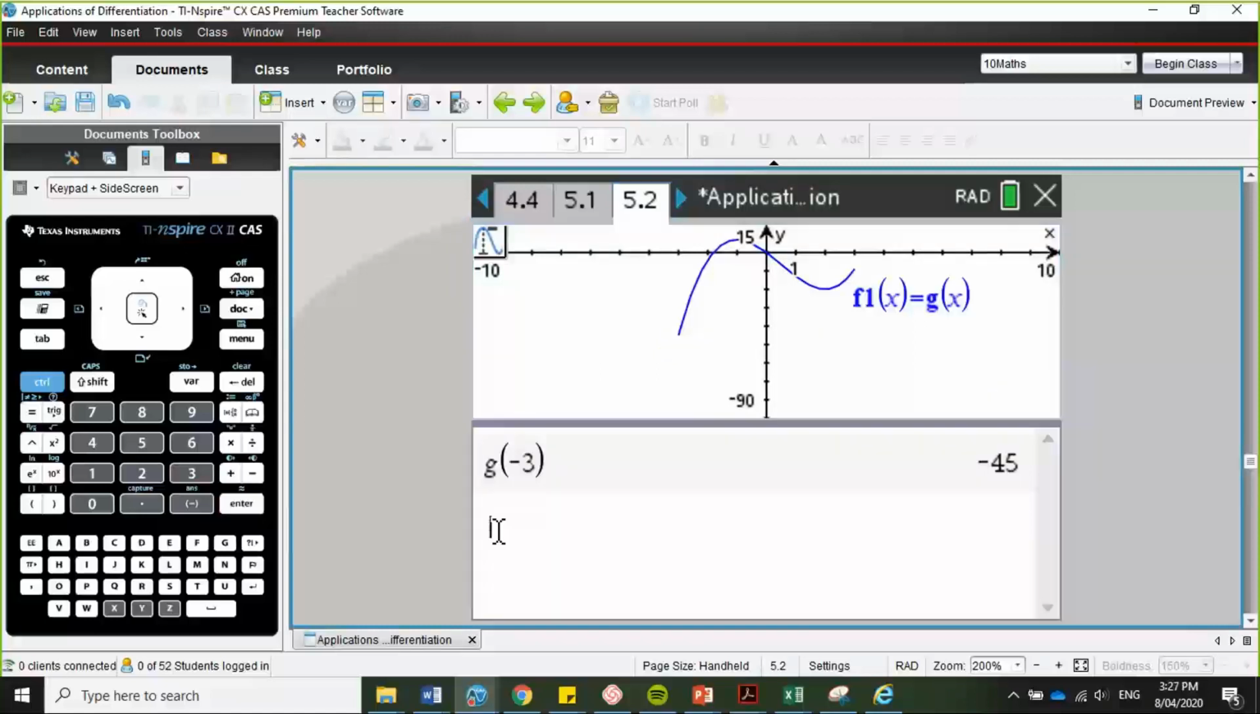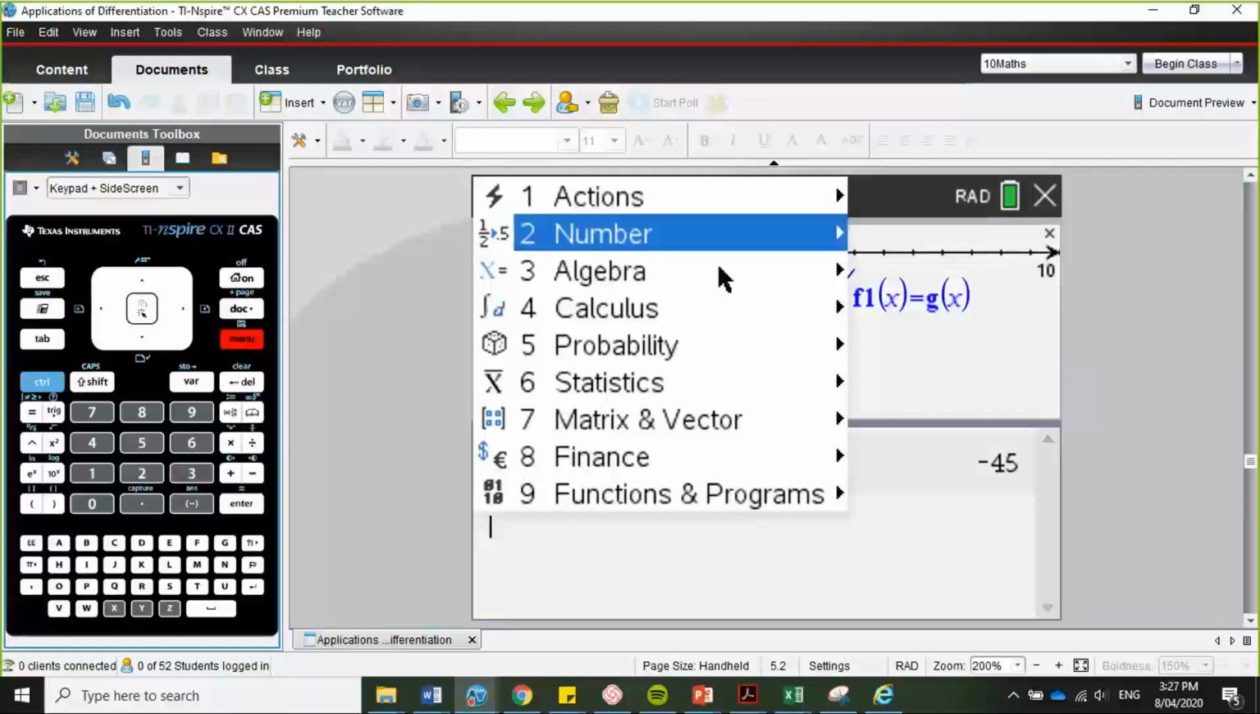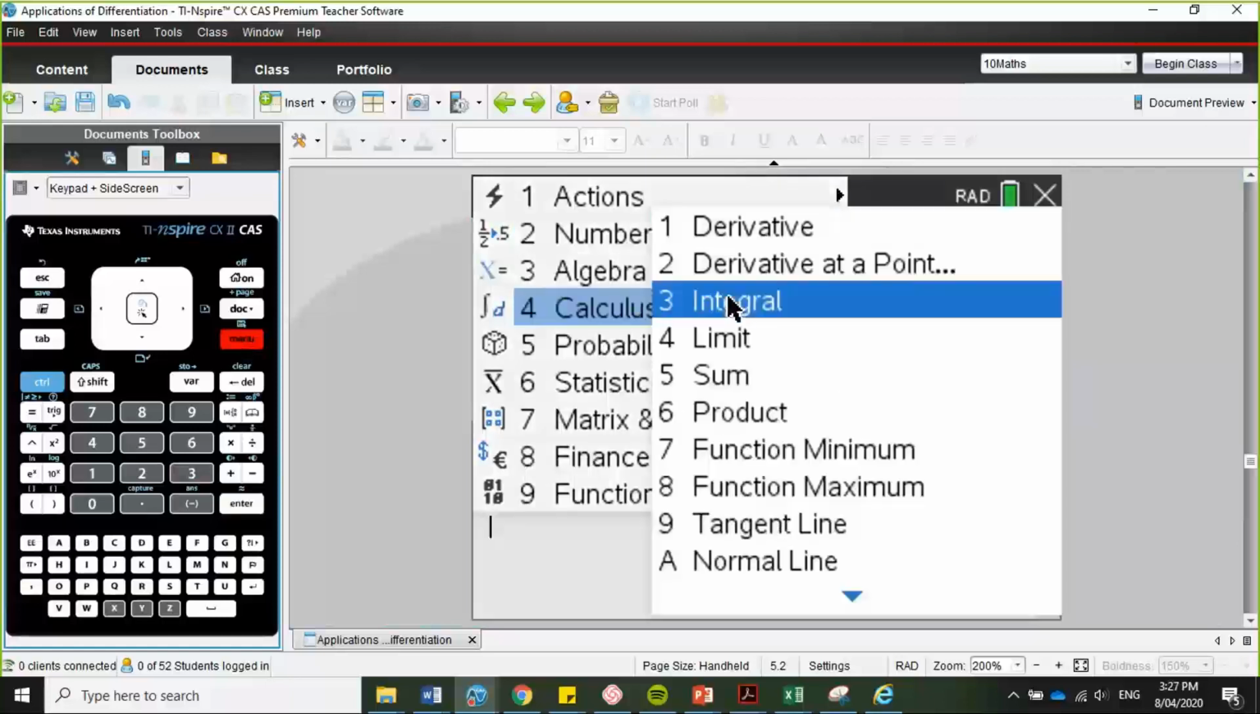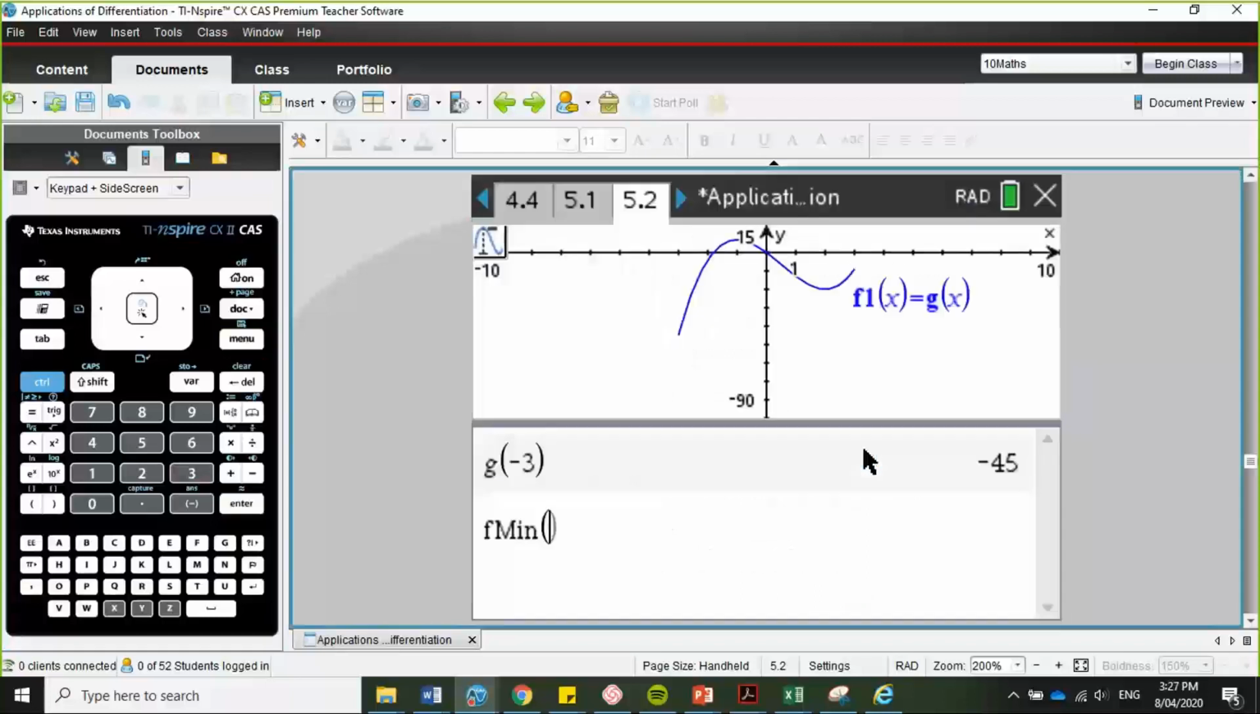There is another way to do it. Another way we can do it is to use the fmin or fmax function. In this case, it would be function minimum, which is this function here. So menu 3, 7 (fMin), and then g(x), x is our syntax. Now that won't tell you the minimum value. That's really important. This hasn't told us the minimum value of the function. It's told us the x value where the function is a minimum.